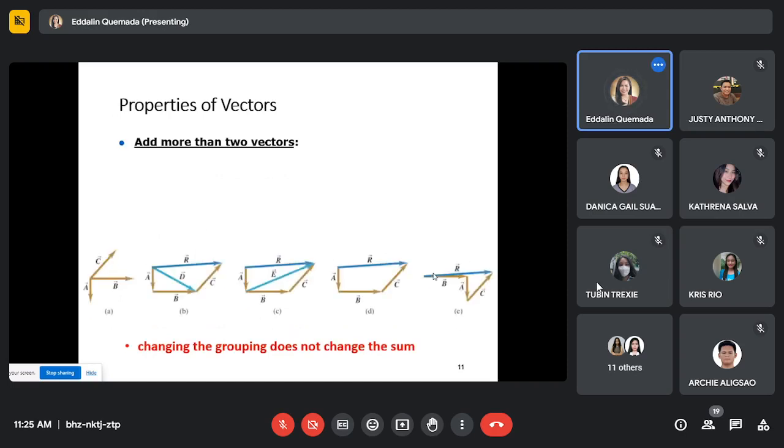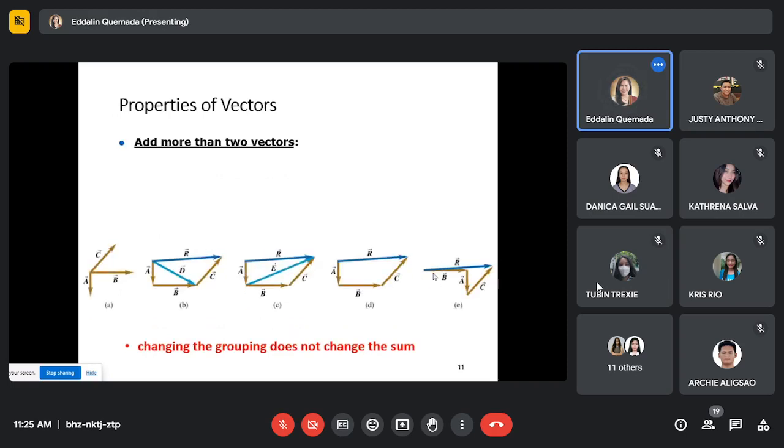Let's have this case when we have addition of more than two vectors. So we have here, class, five given scenarios. Here in scenario A, this tells us the direction of the three vectors. Vector A, from the given, is going down, or towards south. Vector B is heading towards east, and vector C is heading towards north of east. Now let us take a look at scenario C.